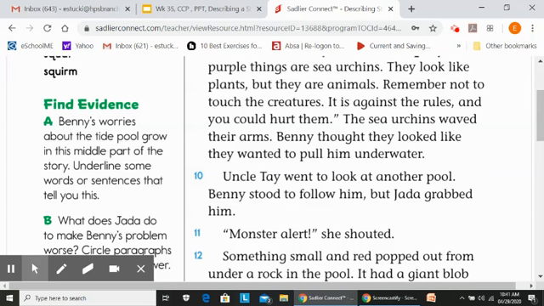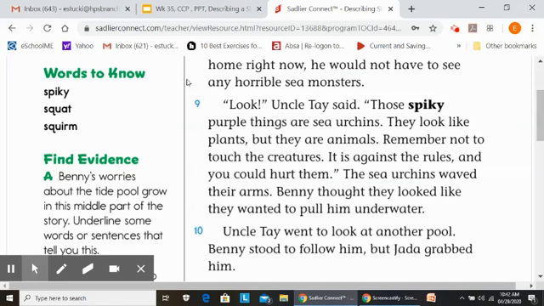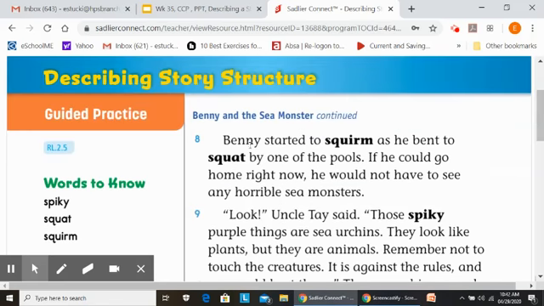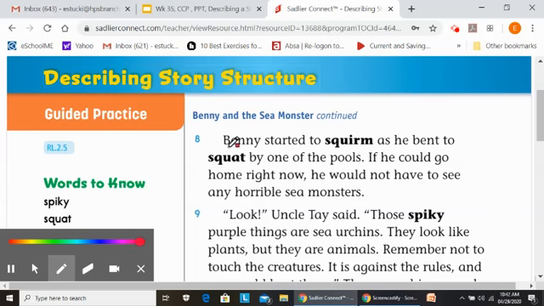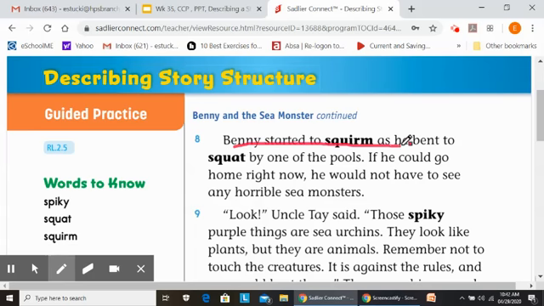Underline some words or sentences that tell you this. Now, if he is scared of it, it shows in things that he does and reactions that he has. We learned the word squirm, which immediately shows you his body language. You can see in his body he doesn't like these creatures.